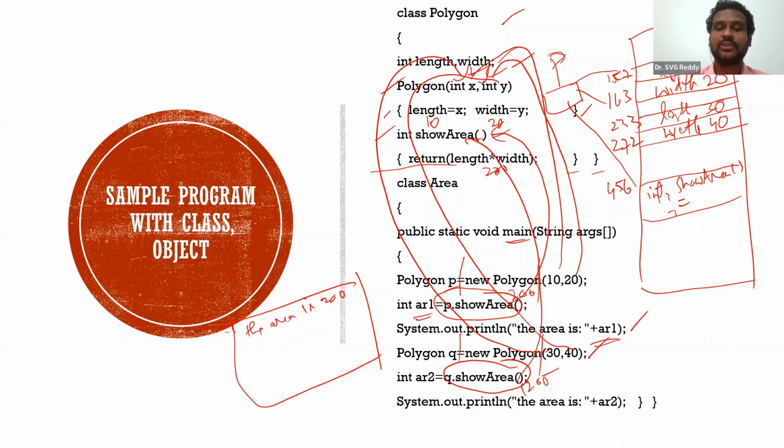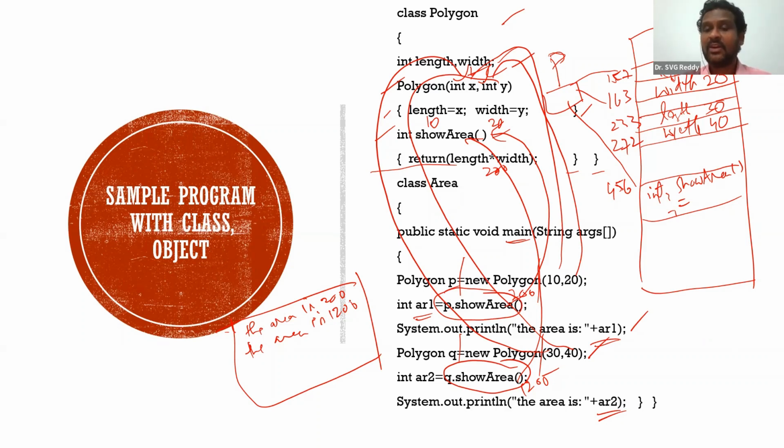That is given to AR2. So the area is AR2. So AR2 is having 1200 now. So it prints the array is 1200. So like this, the variables are created n number of copies for n number of objects, but the method is allocated only once. Variables are created n number of times for n number of objects, but the method is allocated only once for n number of objects, and it is invoked n number of times with different sets of variables.